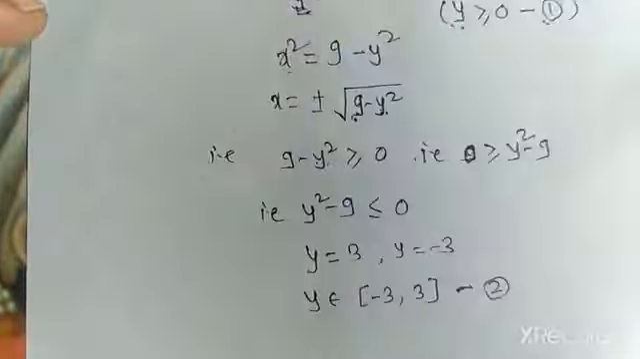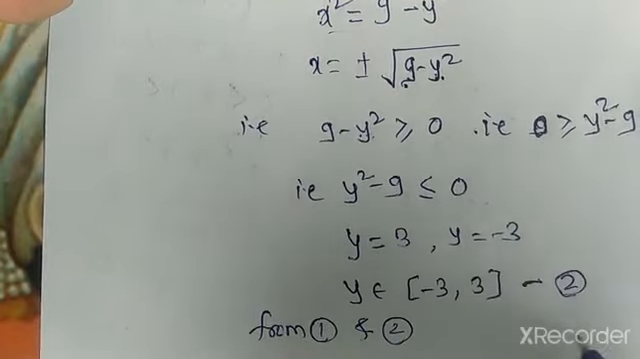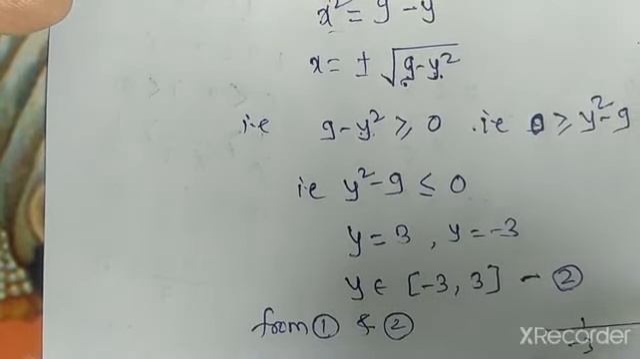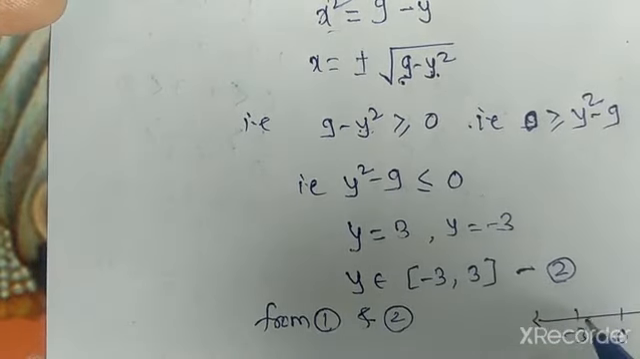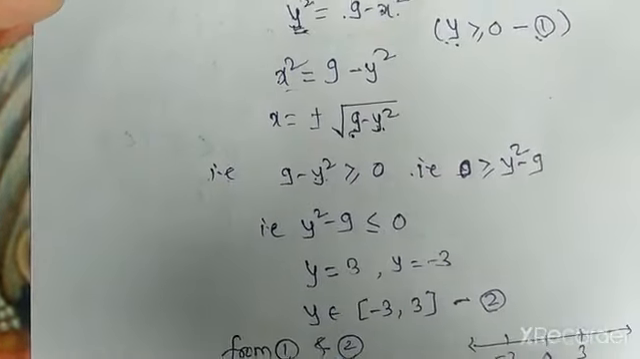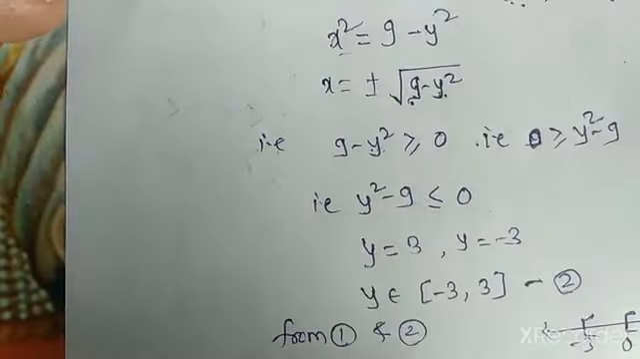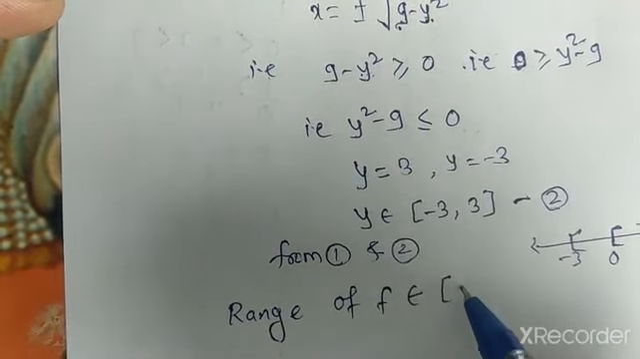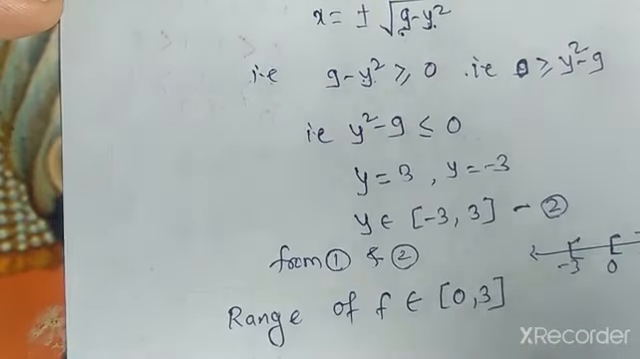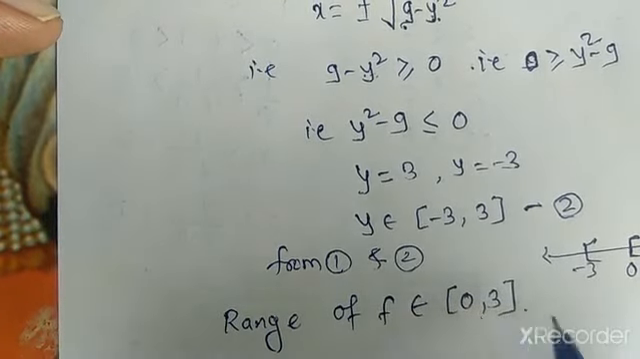So from equations 1 and 2, the interval is minus 3 to 3, and we have the second condition y greater than or equal to 0. The common part between y greater than or equal to 0 and y belonging to minus 3 to 3 is only 0 to 3. So the range of f belongs to 0 to 3, which is our required solution. So the range will be 0 to 3.